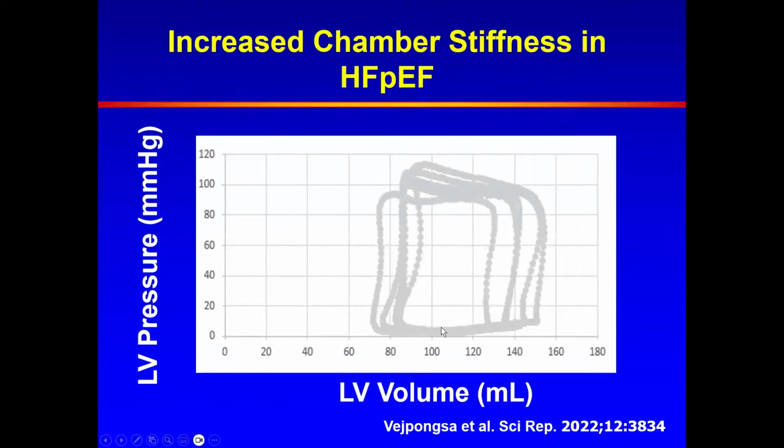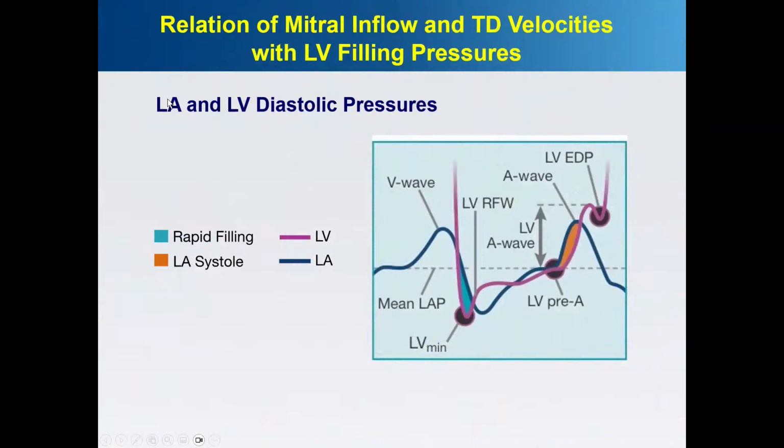In comparison, we see this upward slope of the pressure as the end diastolic volume goes higher. That was obtained from a patient who had heart failure with preserved ejection fraction, and when chamber stiffness was computed, it was increased. We do not typically do the pressure-volume relationships nowadays, except in research settings.